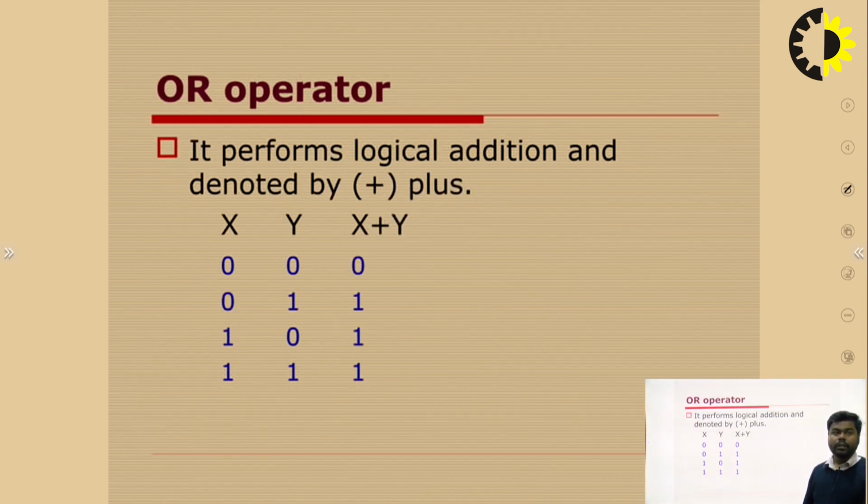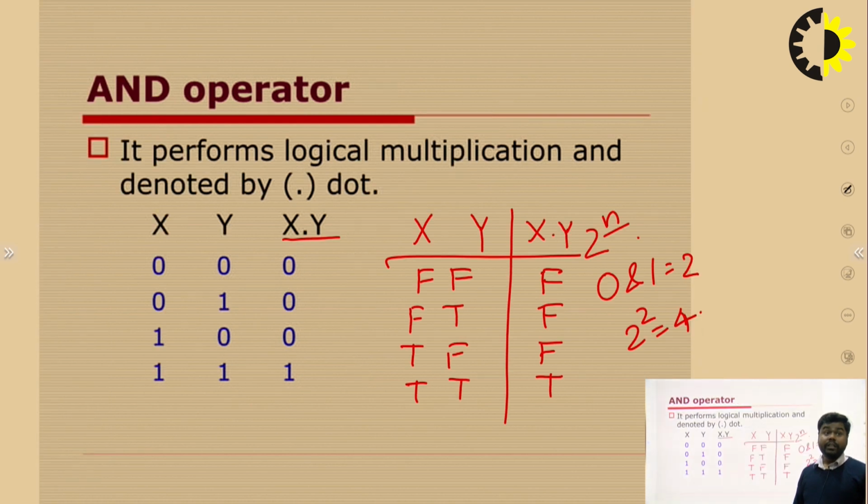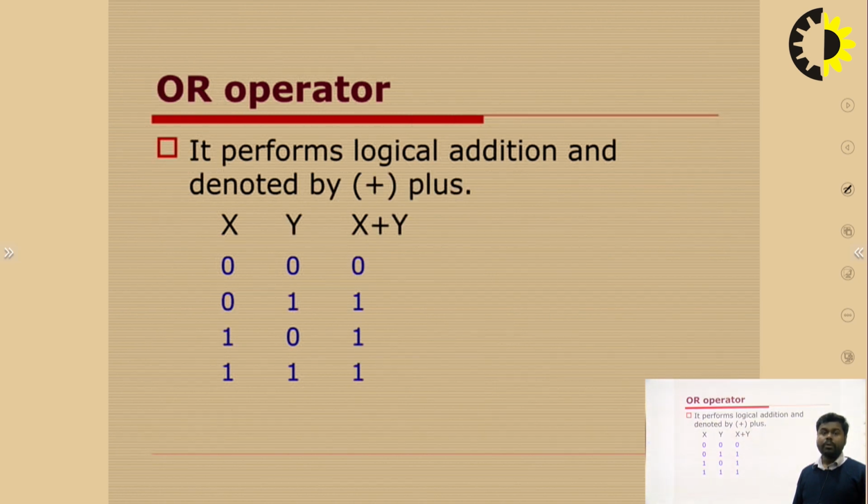Now we are looking at the OR operation. OR operation is performing logical addition. AND operation is performing logical multiplication, but this performs logical addition and it is denoted by the plus sign. Okay, so now the diagram, you can say that 0 0 0 0 1 1 1 0 1 1 1 1. Now you can add it: 0 plus 0 is 0, 0 plus 1 is 1, 1 plus 0 is 1, 1 plus 1 is 1.